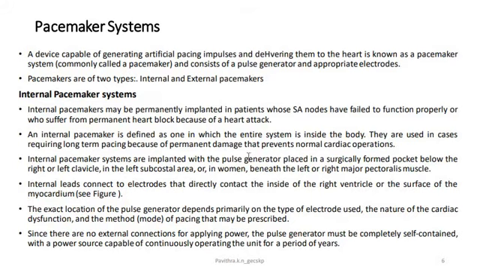So, in these internal pacemakers, there will be no external permanent connection. The whole system is implanted internally in a surgically developed pocket. There are no external connections for applying power, so the pulse generator must be completely self-contained. That's why we require a power source which is capable of continuously operating the unit for a period of years.